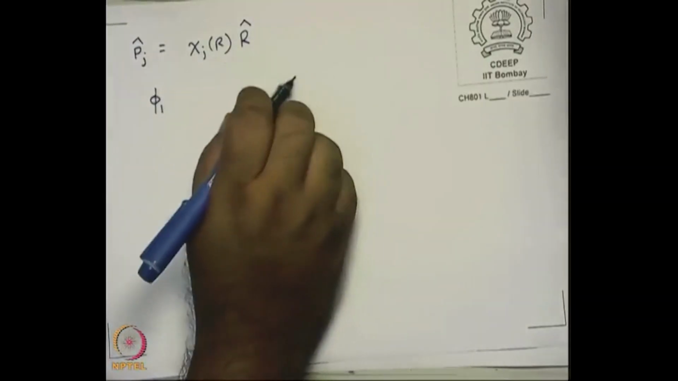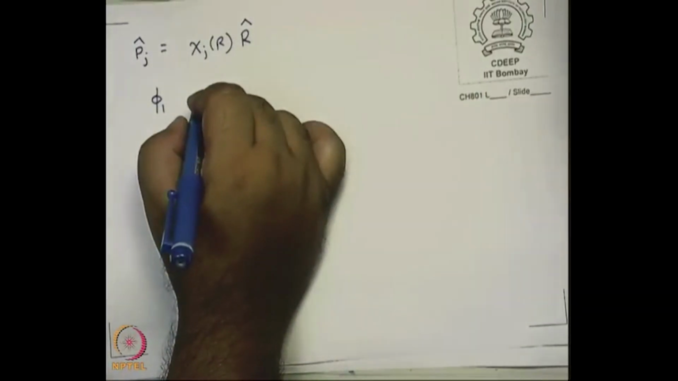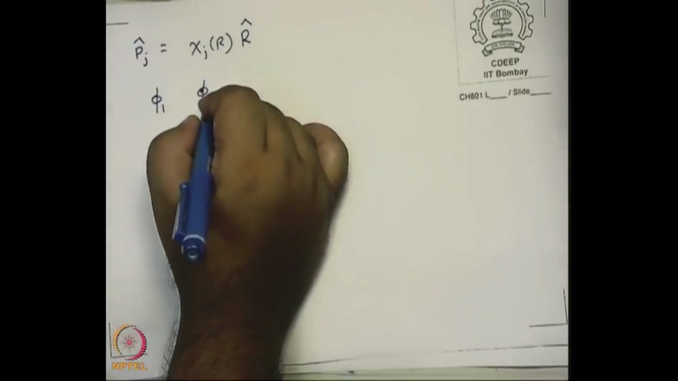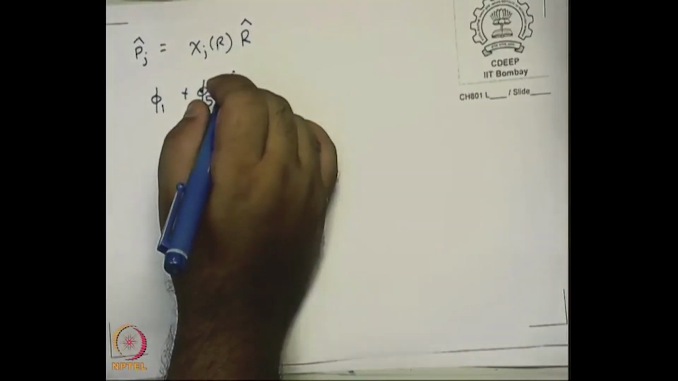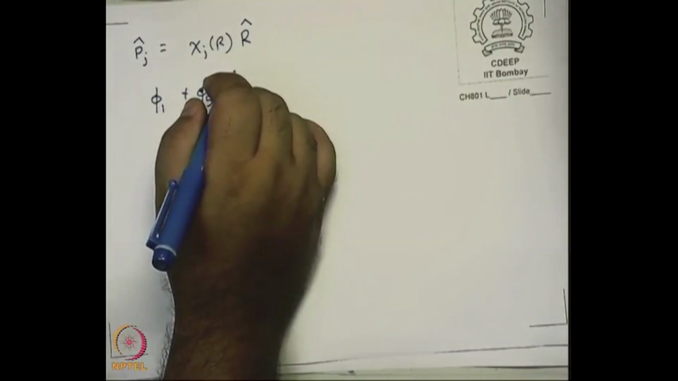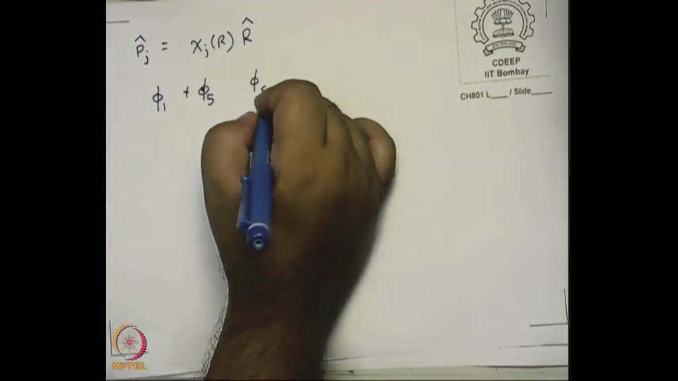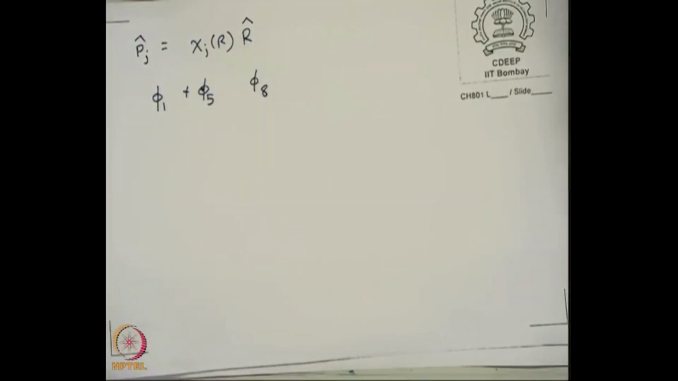C2Z. C2Z operating on phi 1, what do you get? That gives you phi 5. And what is the character of C2Z? 1. Actually, the first 4 characters are plus 1, the last 4 characters are minus 1. So, it is simple, phi 5. Next operation is C2Y. What happens when C2Y operates on phi 1? You get phi 8, but do you get a plus phi 8 or a minus phi 8? Minus phi 8.